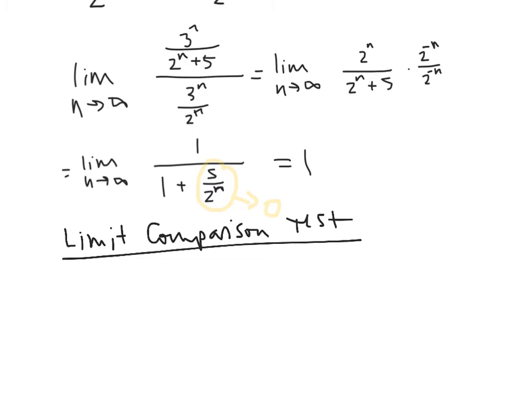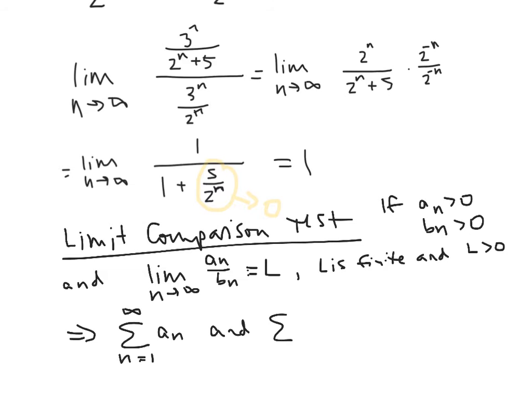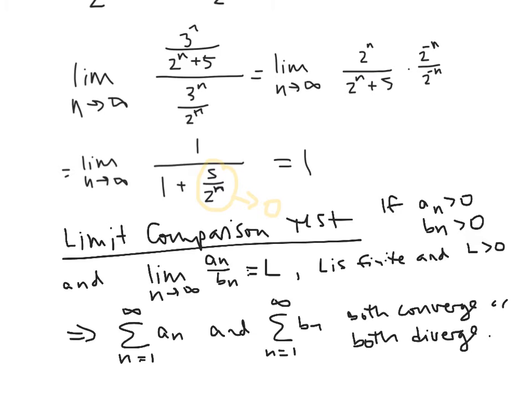So the limit comparison test tells us the following. It says if the terms of both my sequences are always positive and the limit of their ratio equals a positive number, equals L, where L is finite and positive, L equal to 0 does not count, then these two series either must both converge or both diverge.